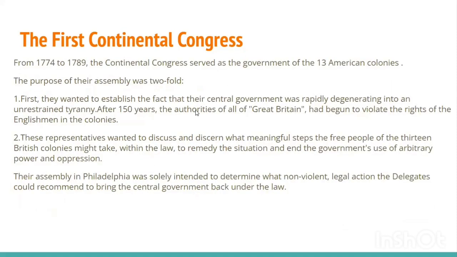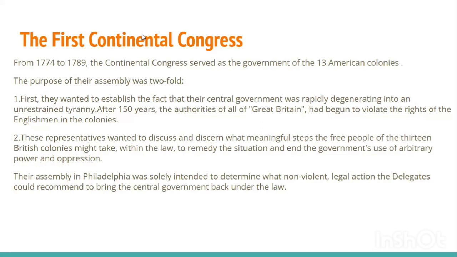So that was the first Continental Congress. Now, what did it do and what was its agenda? So from 1774, when it was formed, till 1789, when America gets independence, this Continental Congress functioned as government for the 13 American colonies. Okay, now what was the purpose of conducting this Congress? So there were two important things on the agenda.